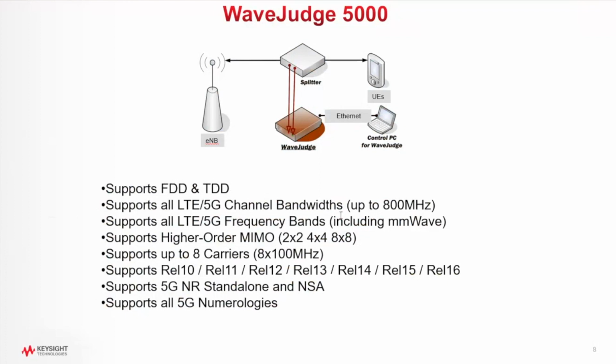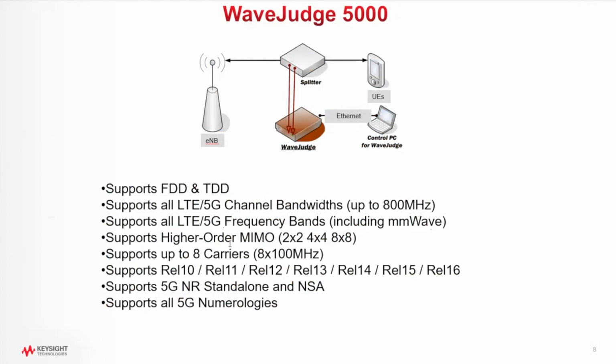Same with the channel bandwidths, right? With this channel bandwidth, it's very important today to support high channel bandwidths, 100 megahertz or 8 times 100 megahertz to get 800 megahertz, and this WaveJudge supports that right out of the box. All of the frequency bands are supported, sub-6, millimeter wave, FR1, FR2, no problem.